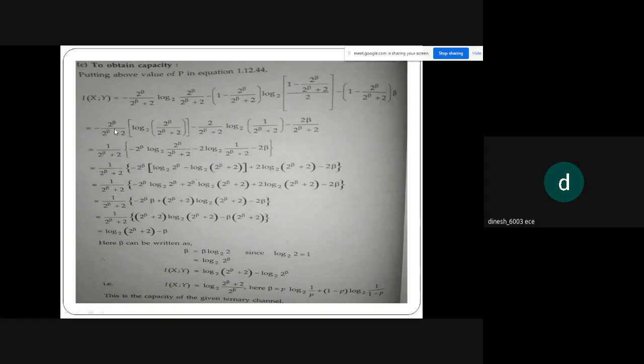You all are more familiar than me in simplification. So minus 2 power beta divided by 2 power beta plus 2 log to the base 2 of 2 power beta divided by 2 power beta plus 2, minus (1 minus 2 power beta divided by 2 power beta plus 2) log to the base 2 of (1 minus 2 power beta divided by 2 power beta plus 2) divided by 2, minus (1 minus 2 power beta divided by 2 power beta plus 2) into beta. Simplify this. Reduce the terms by using your mathematical tool and see whether you are getting the information as log to the base 2 of (2 power beta plus 2) minus beta.